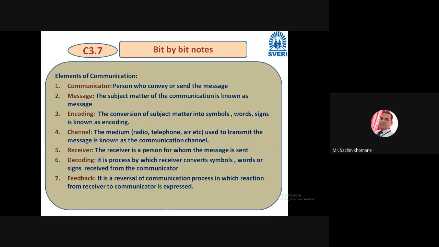There are certain elements of communication. This is a very general topic, elements of communication. We'll have a very common discussion regarding this topic, like the communicator. Who is a communicator? The person who conveys or sends the message. That person is a communicator. What is the message? Message is nothing but the subject matter of the communication. What content you are going to communicate is called a message.